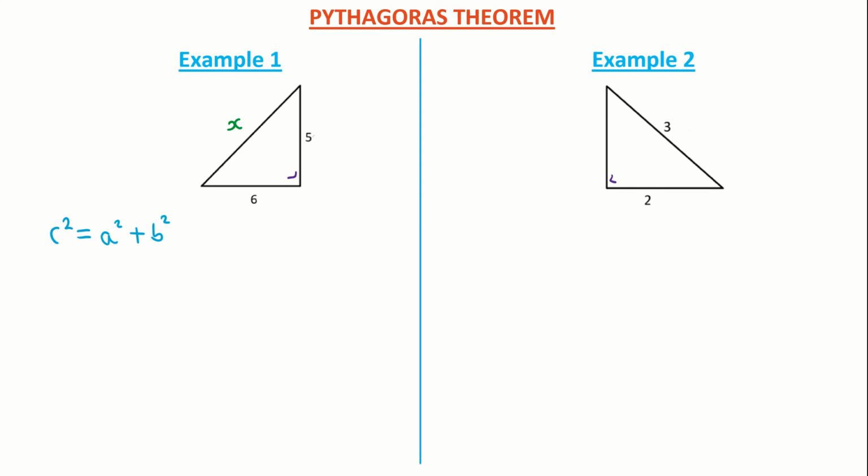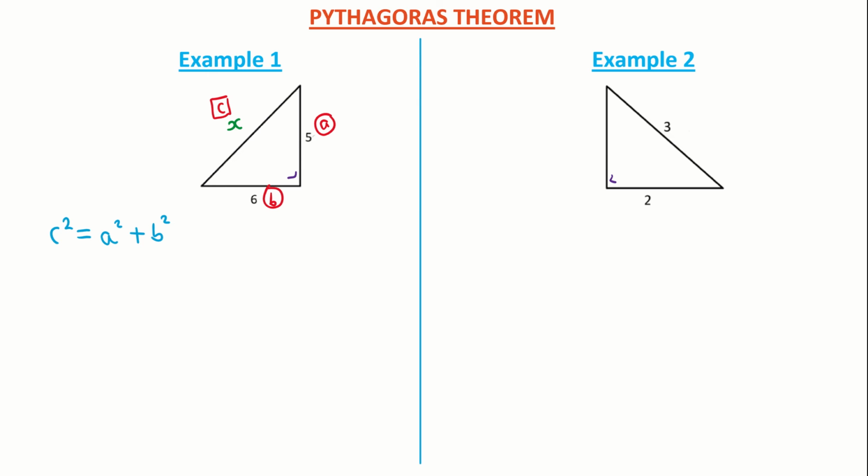So coming up now to label my picture, as I said, the hypotenuse is always across from the 90 degree, across from the right angle. So that's my x. So I'm going to put a c beside the x, the side I'm actually trying to find. The other two sides are my a and my b. Doesn't matter which you call a and which you call b. So I'm just going to put an a on the 5 and a b on the 6.